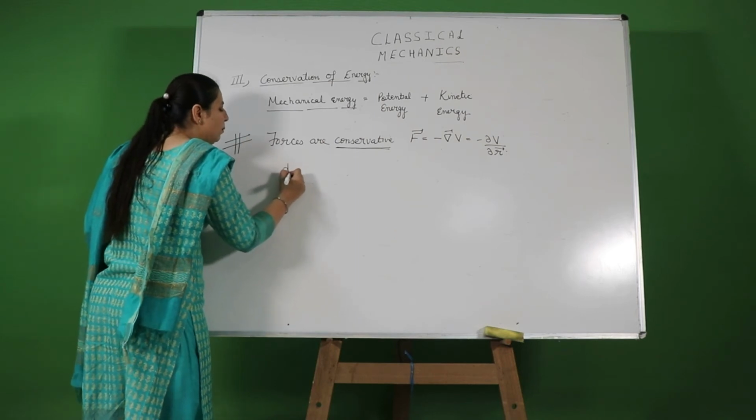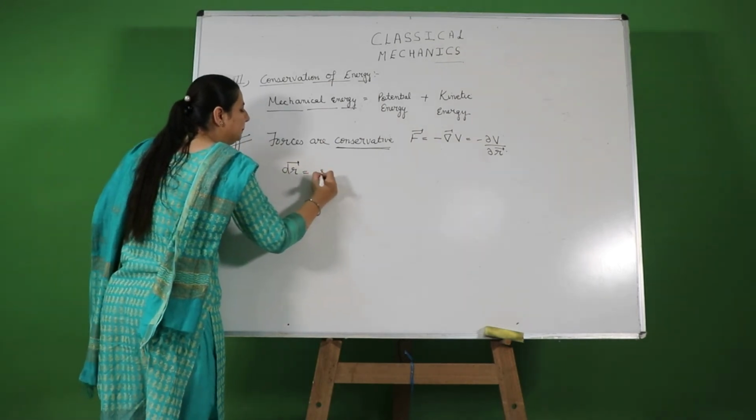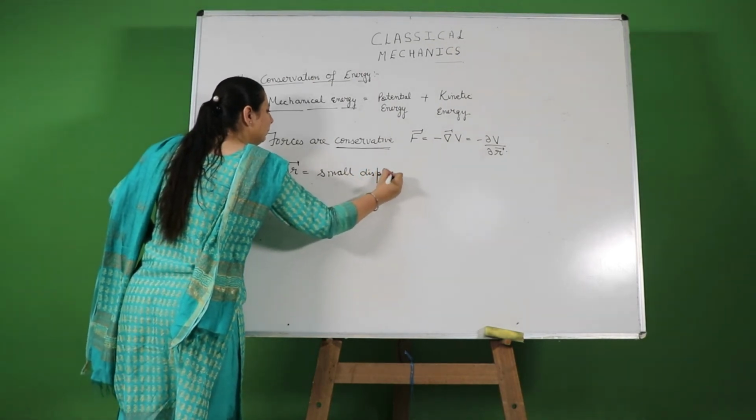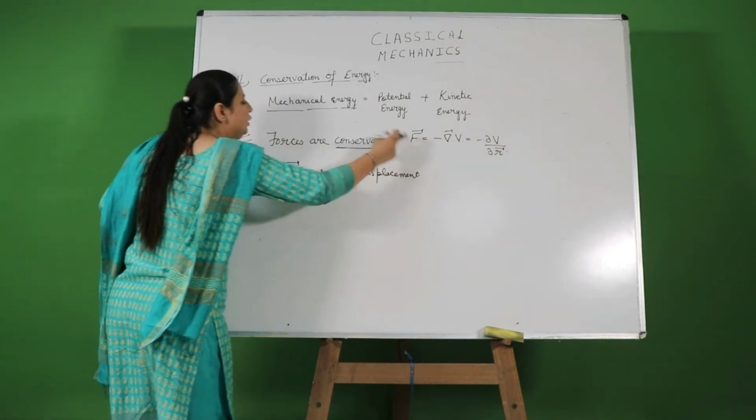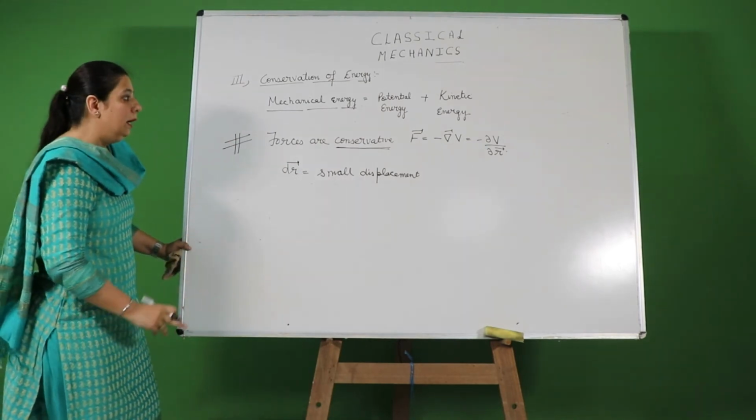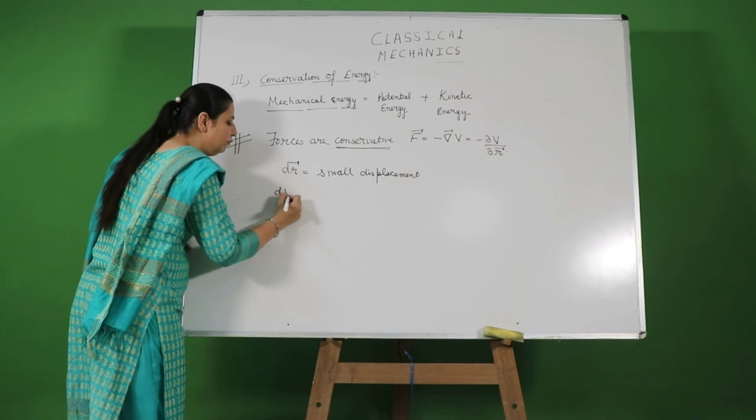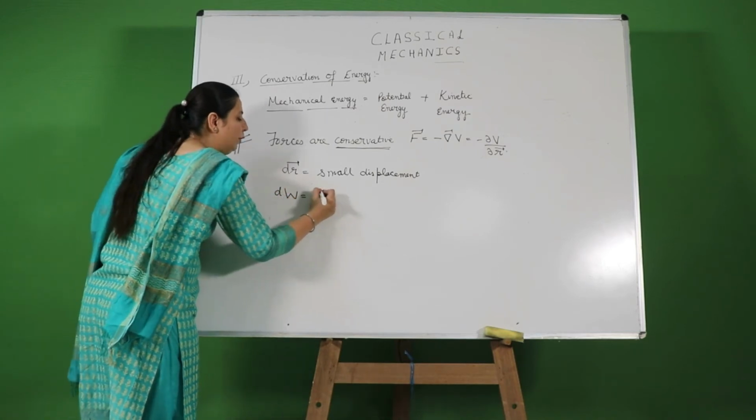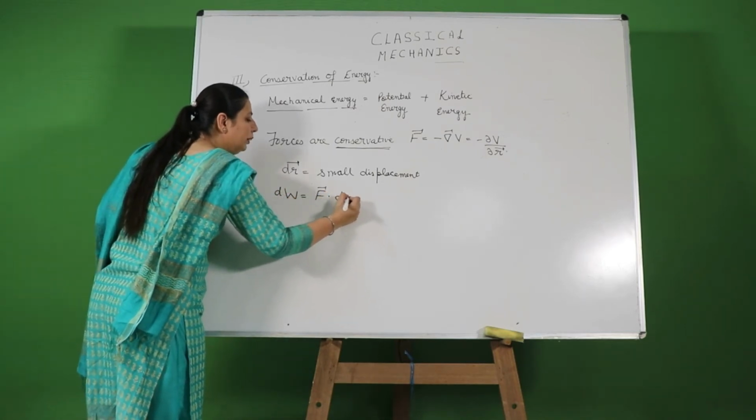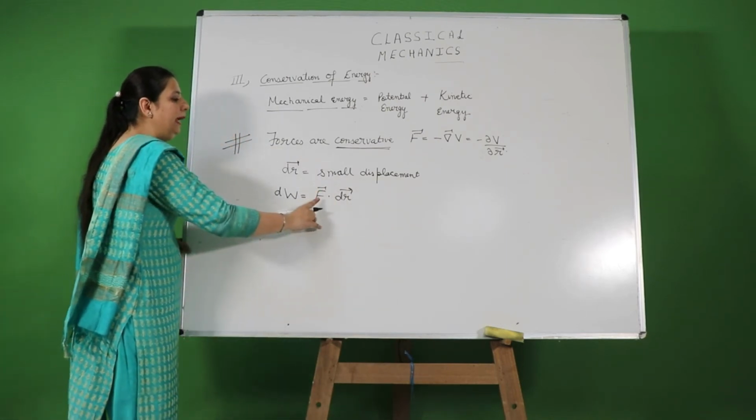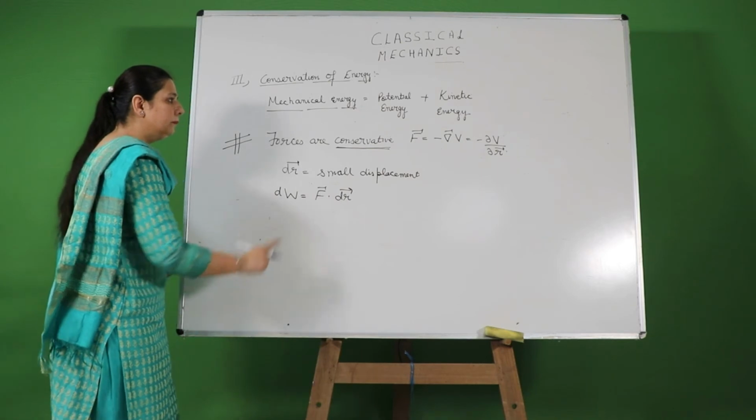Now consider a small displacement dr when this force is applied on the system. Now when force is applied and there is some displacement, we will have some work done and that work done will be the dot product of force with the displacement. So dW should be F dot dr.